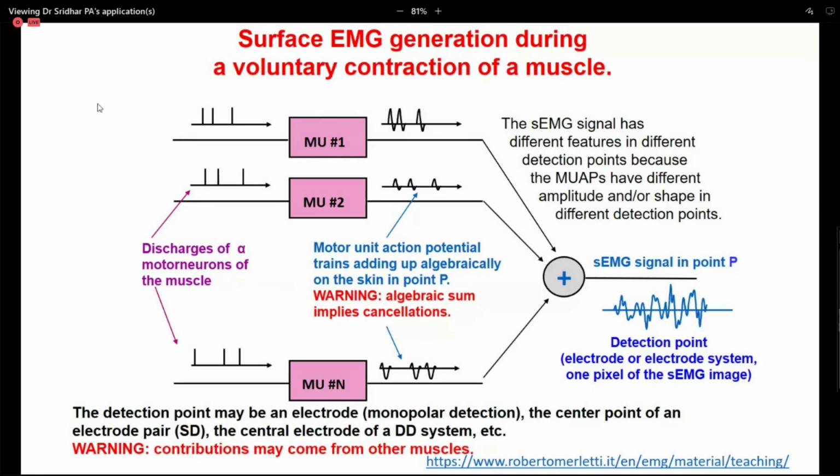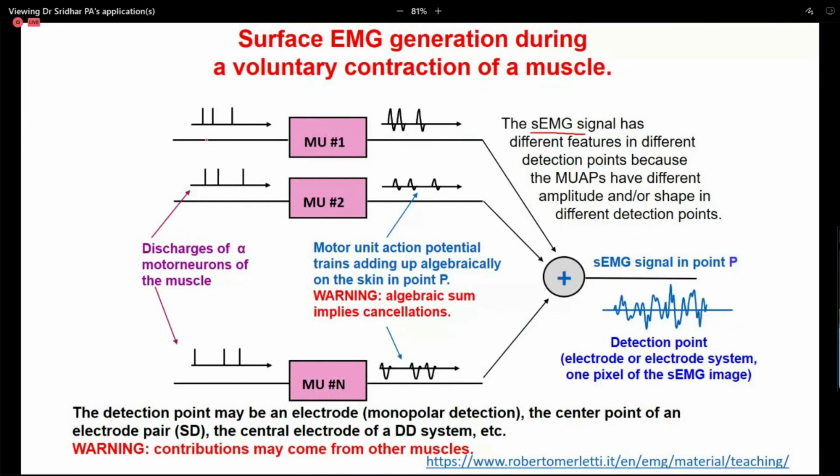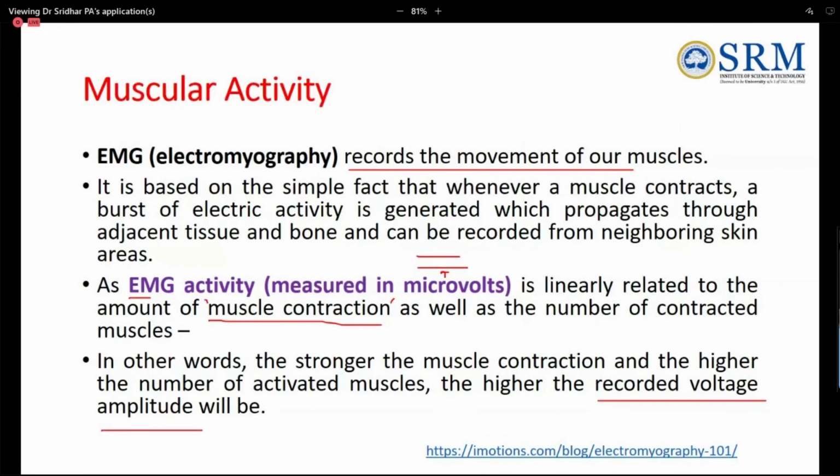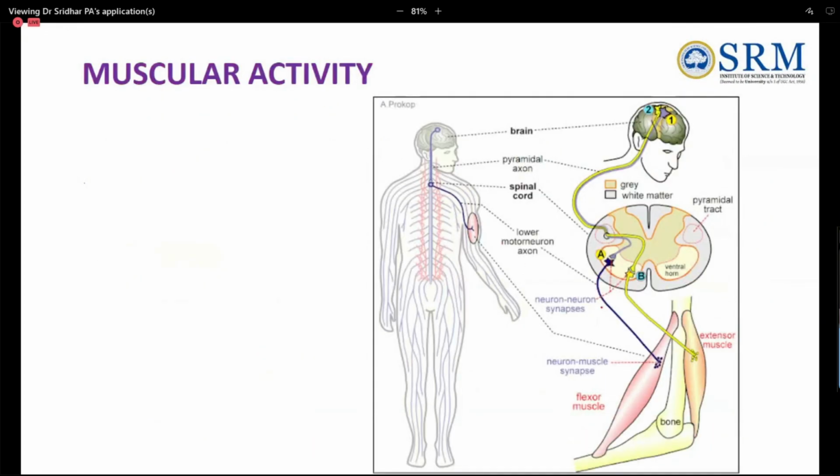What is an SEMG signal? First you need to understand what the surface EMG signal is in this case. You can see here this is the number of motor units. What you see at this particular point is the connected neuron and muscle.